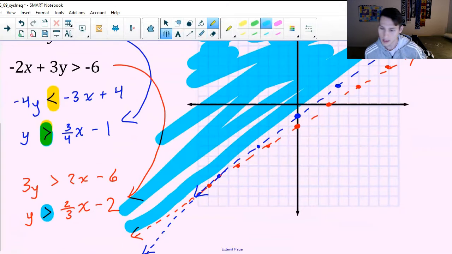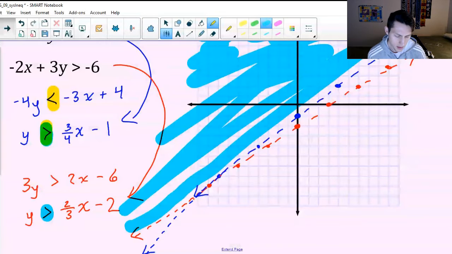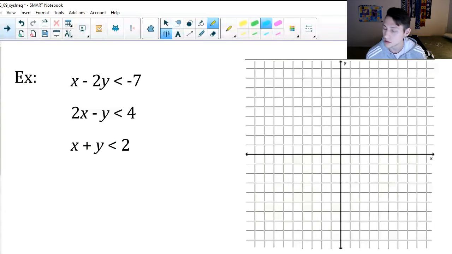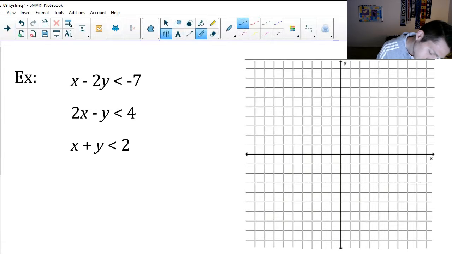All right, so we just have a couple examples. Our next step is going to be to move into a system of 3 inequalities. Let's take a look at what that will look like specifically. Let's say I have this system: x minus 2y less than negative 7, 2x minus y less than 4, x plus y less than 2. And let's mix it up. Let's say this middle one is a less than or equal to, just so we have some variety.